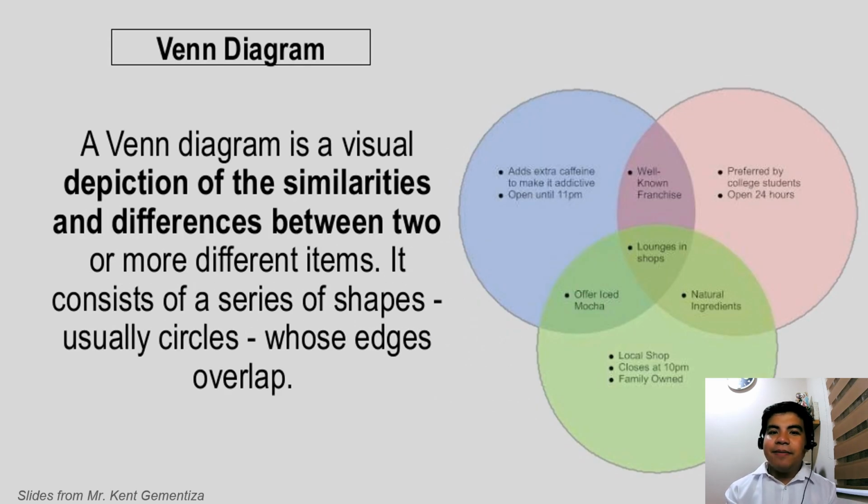Finally, the last example of nonlinear text or nonlinear representation is the Venn diagram. A Venn diagram is a visual depiction of the similarities and differences between two or more different items. It consists of a series of shapes, usually circles, whose edges overlap. In each circle, we have the differences, or the unique features or characteristics of a particular subject. And on the overlapping spaces, we can see their similarities.